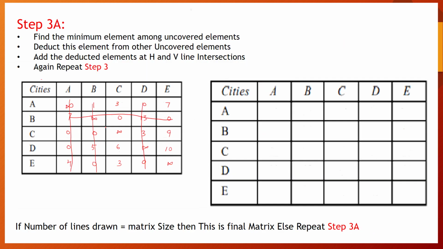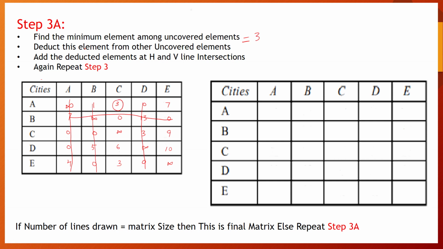So what is step 3a? In this step we'll be modifying the table, so that in the modified table we may get the number of lines drawn equal to the matrix size, and then we can move to step 4. How are we going to modify the table? First we need to find the minimum element among the uncovered elements. The uncovered ones are infinity, 9, 11, 6, 3, infinity, 10, 7, 4. I guess the minimum among the uncovered is 3 itself. So let us make it 3.